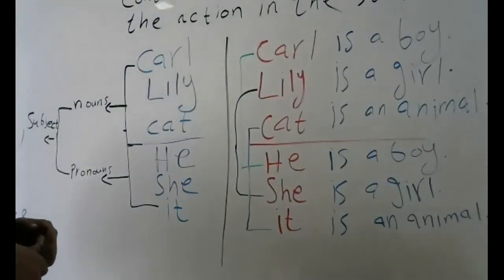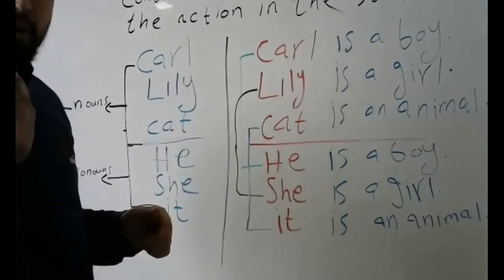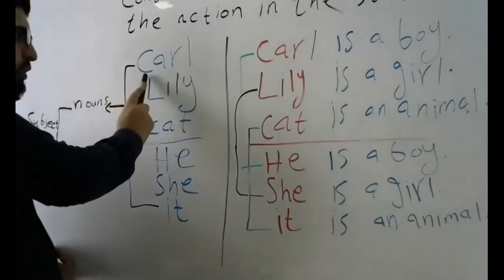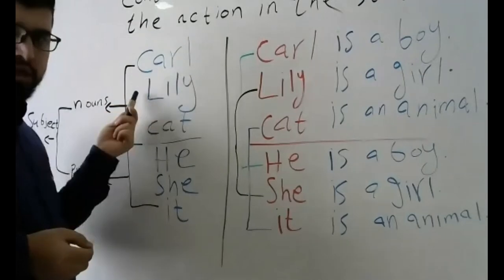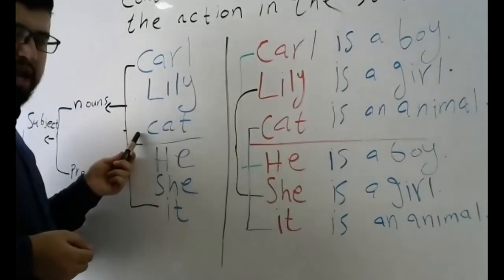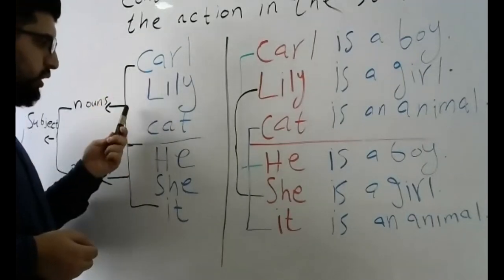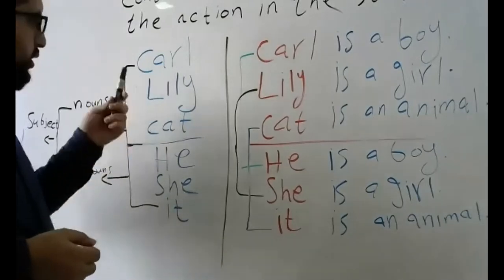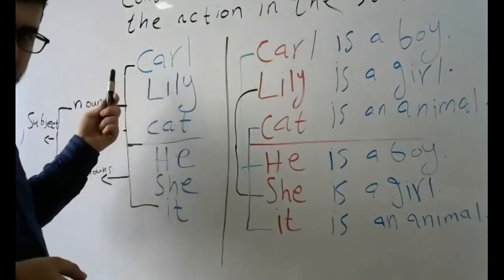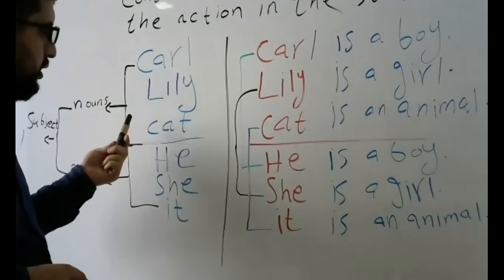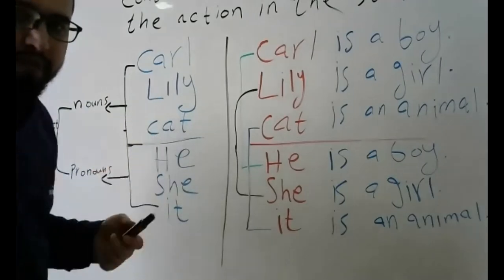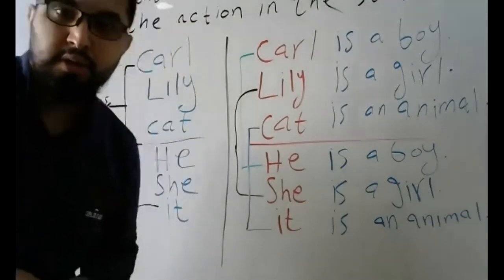So, for the subject, we have these names: Carl, Lily, cat. Carl is the name of a boy. Lily is a name of a girl. Cat is the name of an animal. Okay?